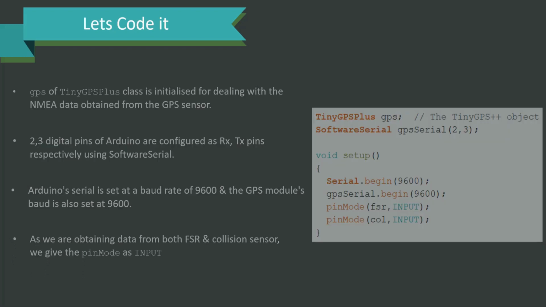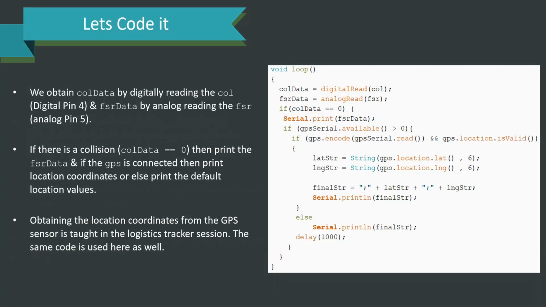We obtain the coll data by digitally reading the coll, which is nothing but the digital pin 4, and FSR data by analog reading the FSR analog pin 5. And if there is a collision, that is coll data is equal to 0, then print the FSR data, and if the GPS is connected, then print the location coordinates or print the default location values.